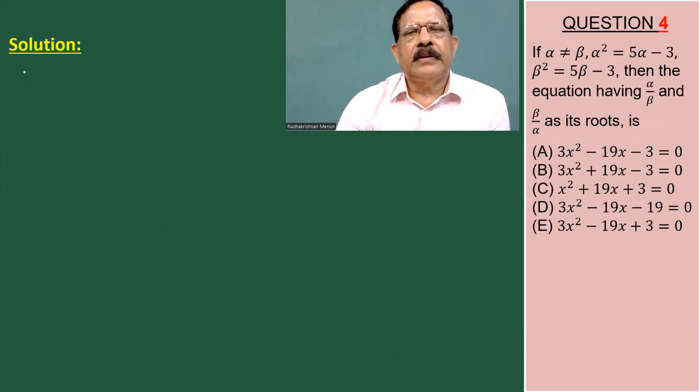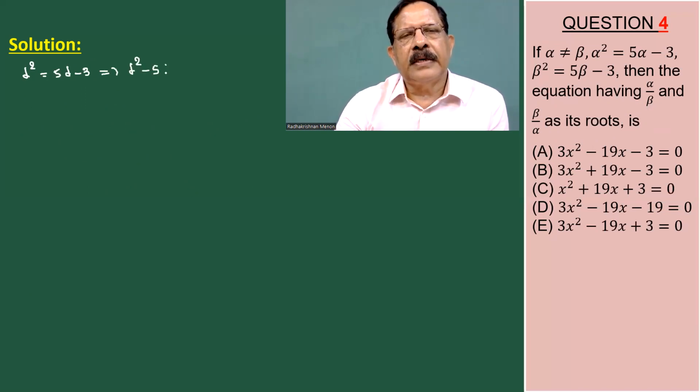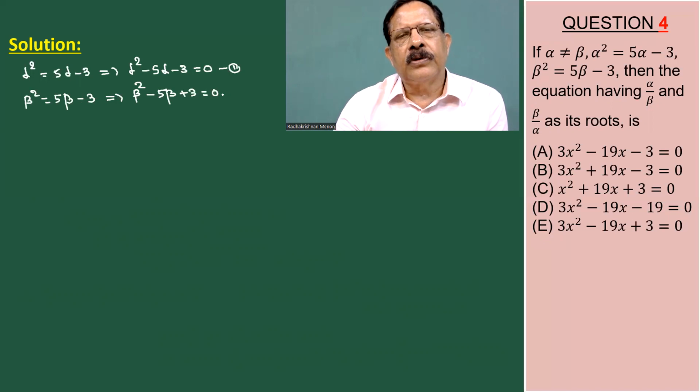You are being given alpha squared is equal to 5 alpha minus 3, which implies alpha squared minus 5 alpha plus 3 is equal to 0. That's equation 1. Beta squared equal to 5 beta minus 3, which implies beta squared minus 5 beta plus 3 equal to 0. So in the first equation, it is plus 3. I am correcting.